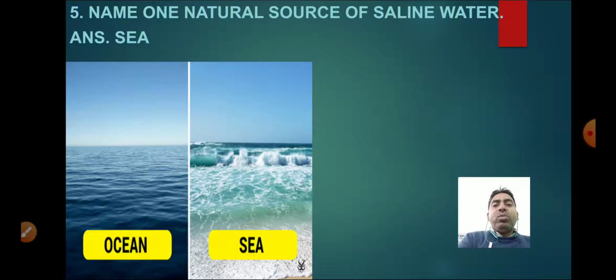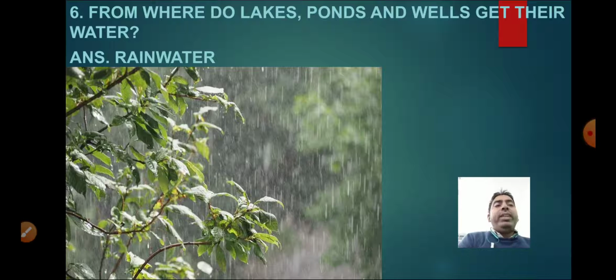Our next question, the fifth one, is: name one natural source of saline water. That is sea and ocean. We know that we have two types of water in the world. The first is saline water, the second is fresh water, and the quantity of saline water is 97.5% and fresh water is 2.5%. So saline water is present in sea and ocean. So the answer to the fifth question is sea, and you can take ocean also.